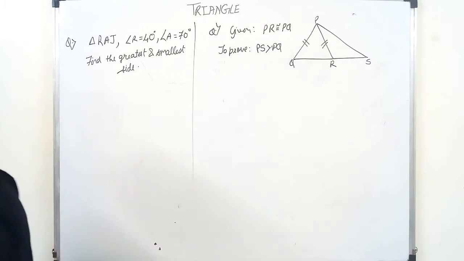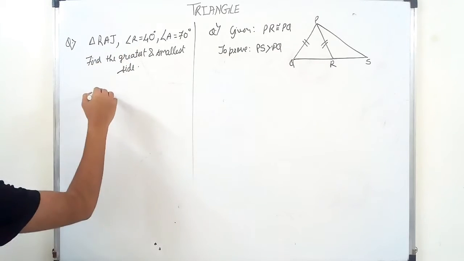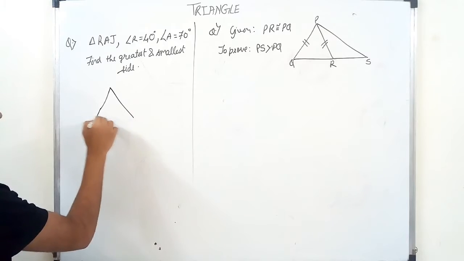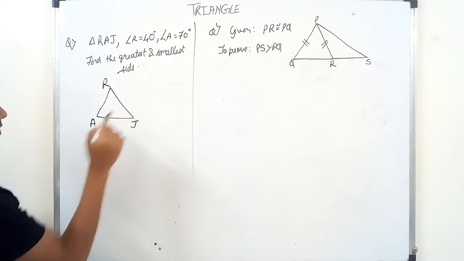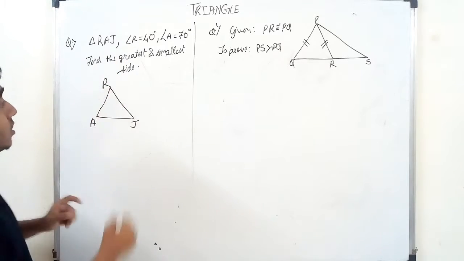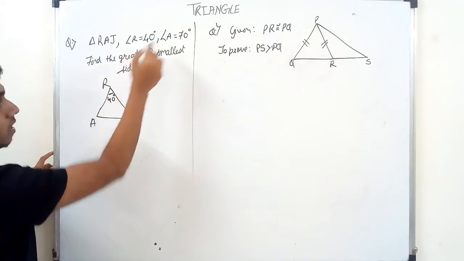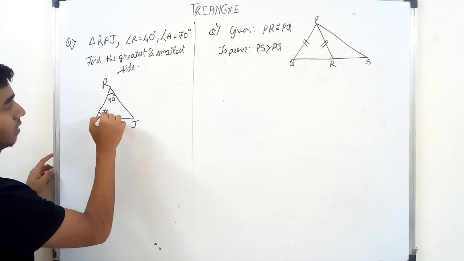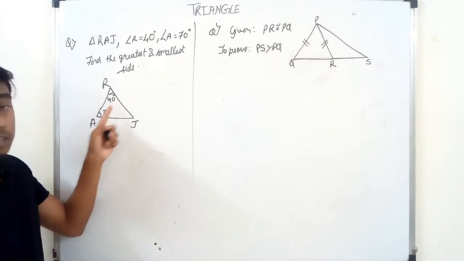Okay, so the first question, it says that this is the triangle given. So let's draw it first. R, A, J. Now R is 40, so let's say this is 40, A is 70. So can we find J? So this is 70, this is 40.